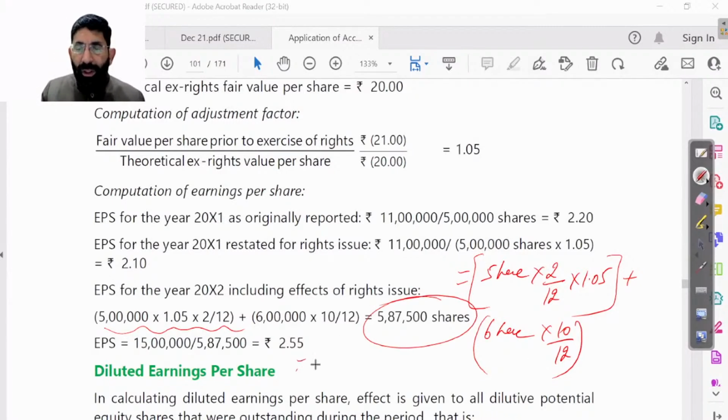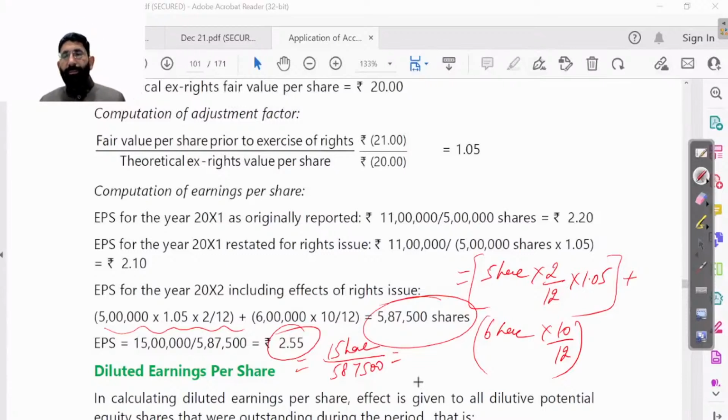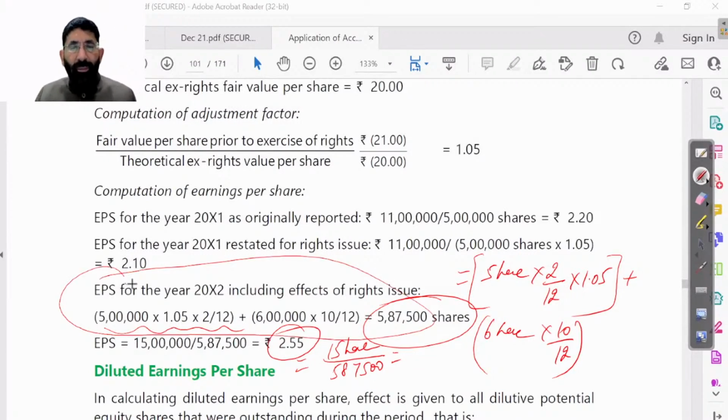Now for getting EPS, what you have to do is take the profit divided by the number of equity shares after making adjustment for right shares. So this is the EPS that we have done. So the minor change is there. This is to be done. EPS for the year 2012. That's it.